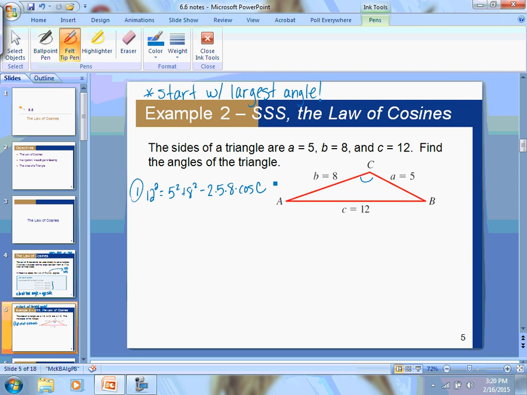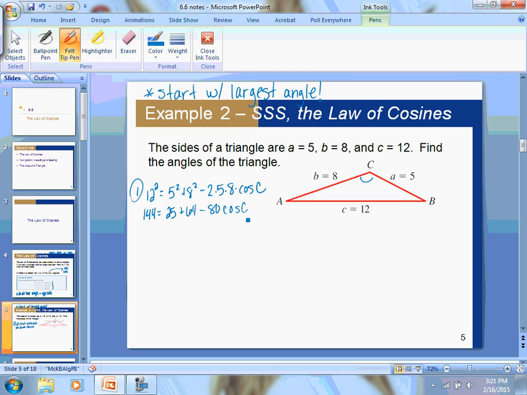Okay, now this is where students make a lot of calculation mistakes. We need to figure out what 12 squared is, obviously. That's 144. 5 squared is going to be 25. 8 squared is going to be 64. Then we have to figure out what 2 times 5 times 8 is. Okay? That is the number that's going to be in front of the cosine of C. And that is eventually what we're going to have to divide by to get cosine of C isolated. So that's going to be an 80 cosine C.